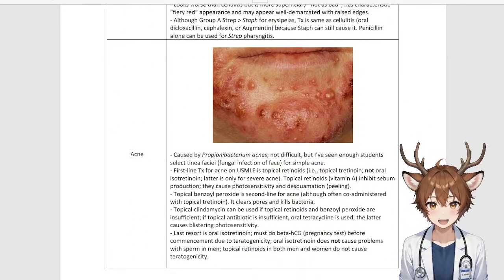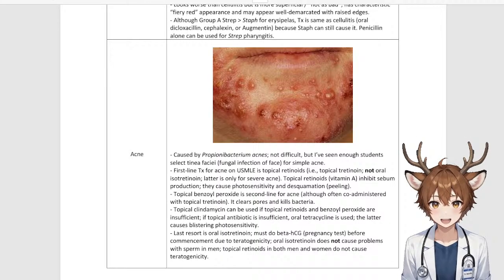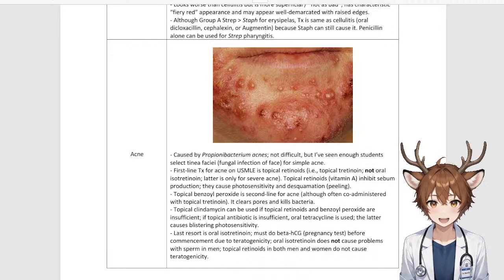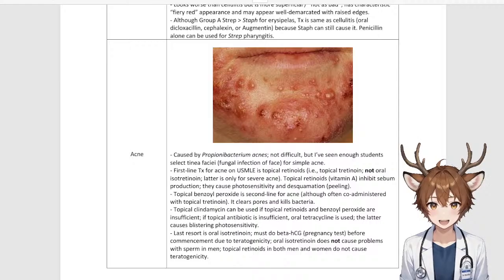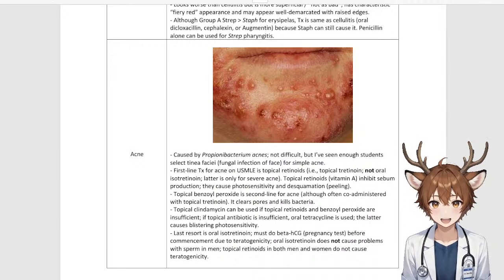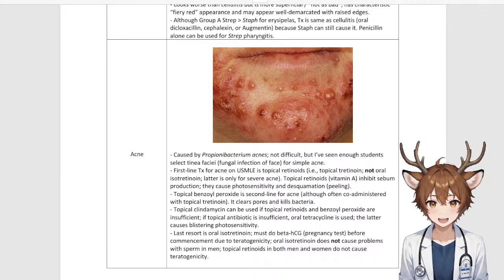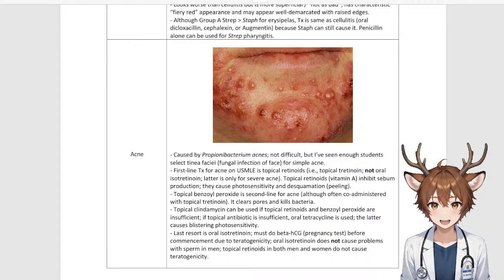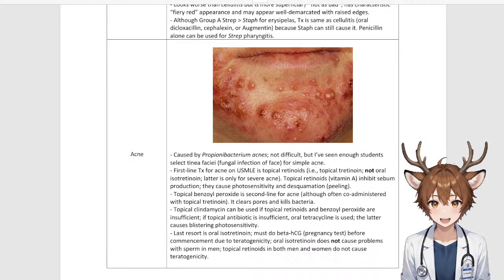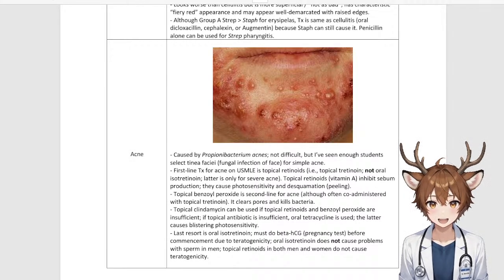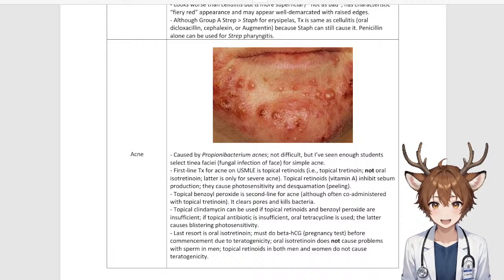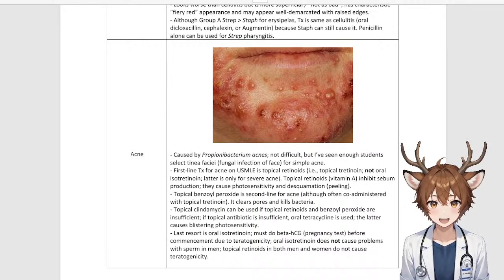Acne. Well, that looks like some pretty bad acne right there. Acne is caused by Propionibacterium acnes and is not difficult, but I've seen enough students select tinea faciei, a fungal infection of the face, for simple acne. First-line treatment for acne on USMLE is topical retinoids, that is to say topical tretinoin, not oral isotretinoin. The latter is only for severe acne.